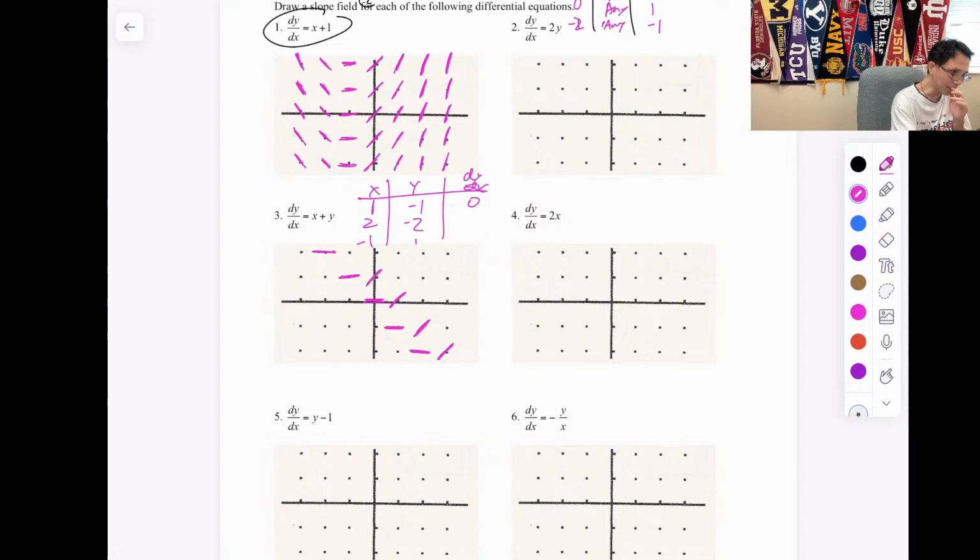Does that make sense? Does that make sense for you guys? And all here is going to make a -1 slope. And so you can see, you can draw out the rest of them, and that's how you get points on the AP exam. And there we go, that's slope field.